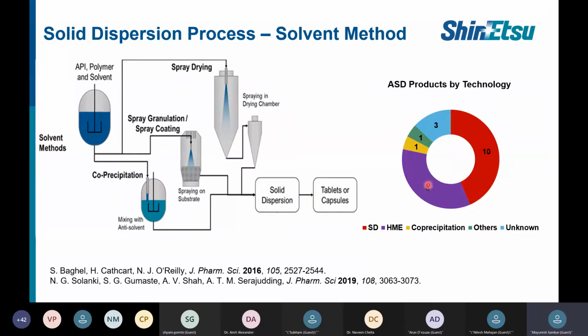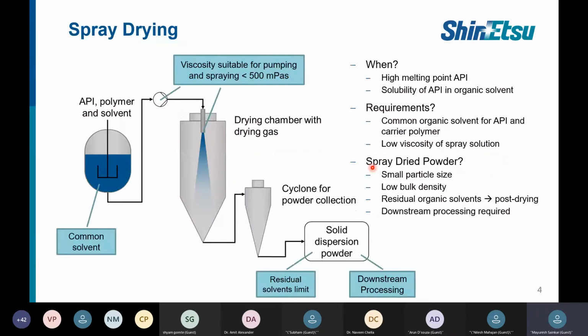So let us start with spray drying itself, because most of the universities and even pharma companies have spray drying capacity or a spray drying facility available. So that is the first choice for solid dispersion. So the method is very much simple, as I said.